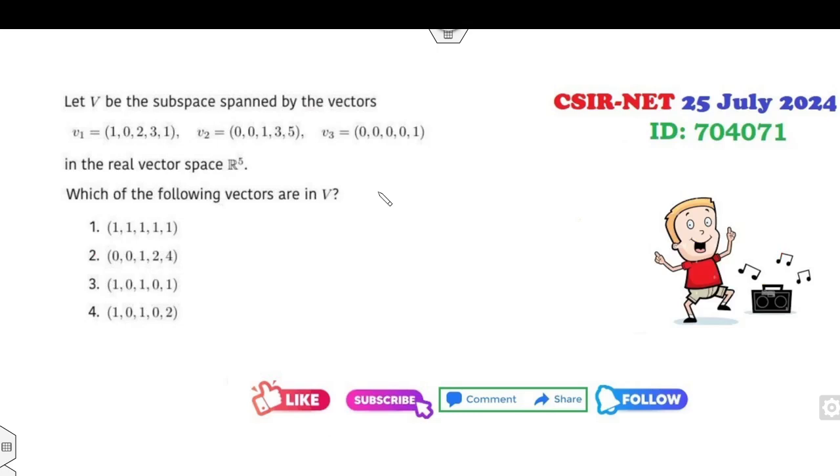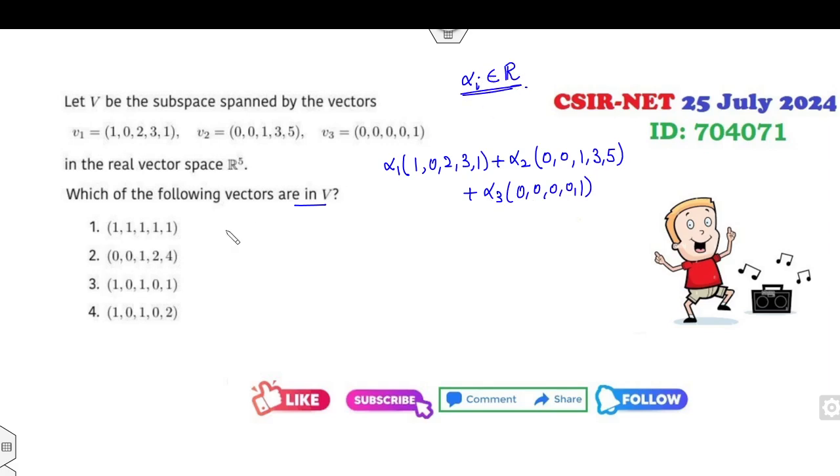Okay, V is the subspace spanned by the vectors. Which of the following vectors is in the V? Okay, that means you have to multiply the first vector by alpha 1, second vector by alpha 2, and third vector by alpha 3. And then see for real values of alpha i, can you form this matrix? Can you form this element? Clearly the second element is my 1, but here the second element is my 0. So it can never be formed.